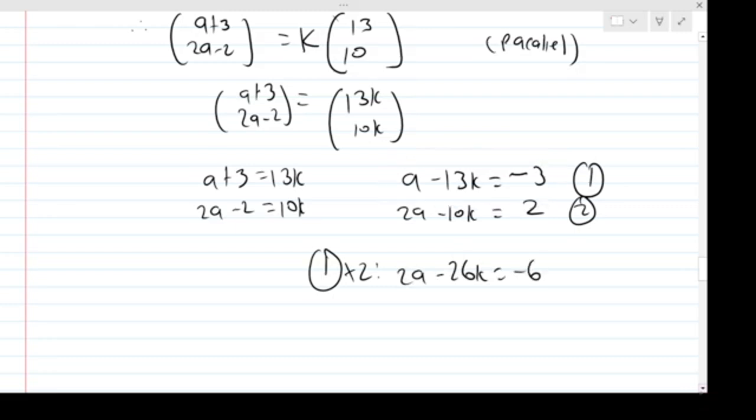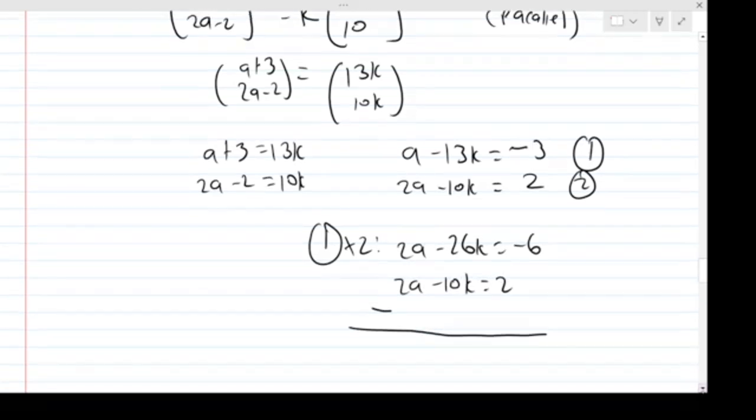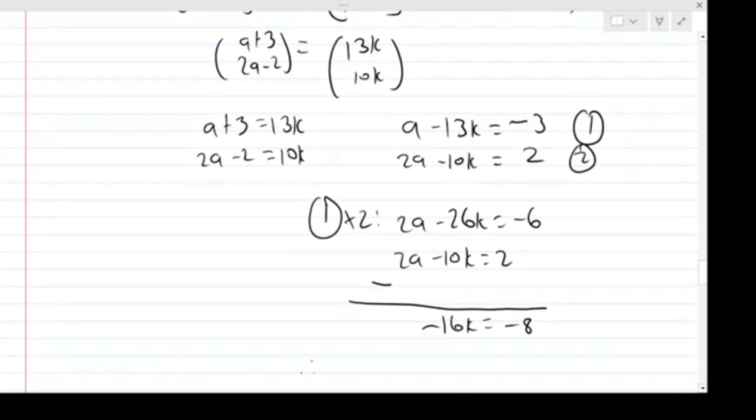Then I can eliminate. If I rewrite the second equation down here, what can I do to get rid of a? I can subtract them, can't I? So 2a minus 2a is 0. And then minus 26k and minus 10k, that's a double negative, we add it. So minus 26k add 10k is minus 16k equals, and then minus 6 minus 2 is minus 8. So minus 16k is equal to minus 8. So k is minus 8 over minus 16, which is a half. So k is a half.